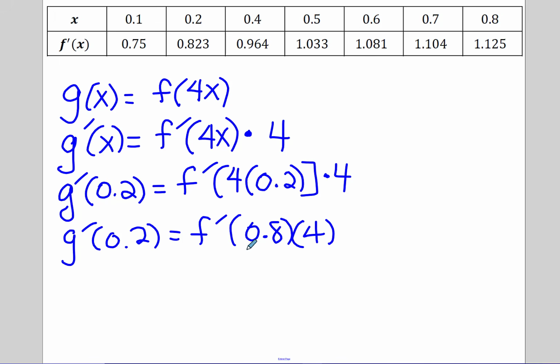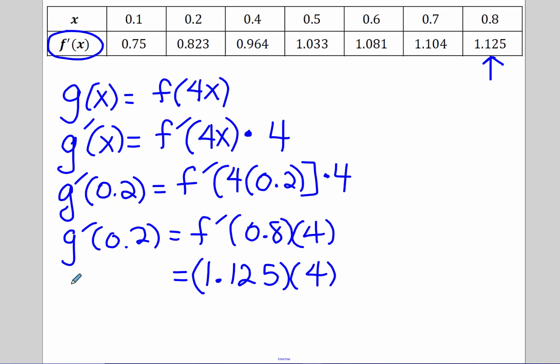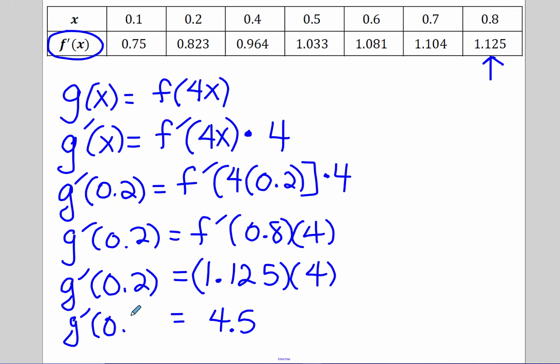Now I can go look at the table. At 8/10, our derivative of f is 1.125. So 1.125 is that derivative times 4, and that gives our g prime of 2/10 is 4.5. You want to check me on your calculator, please do. So using a table, a real AP style question there. We got one more to go.